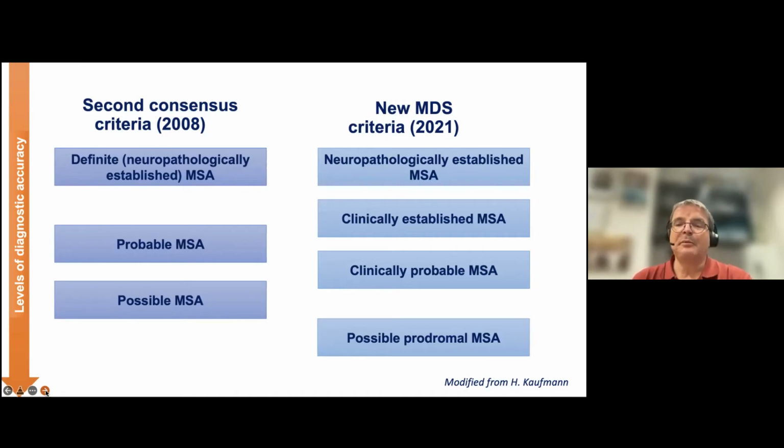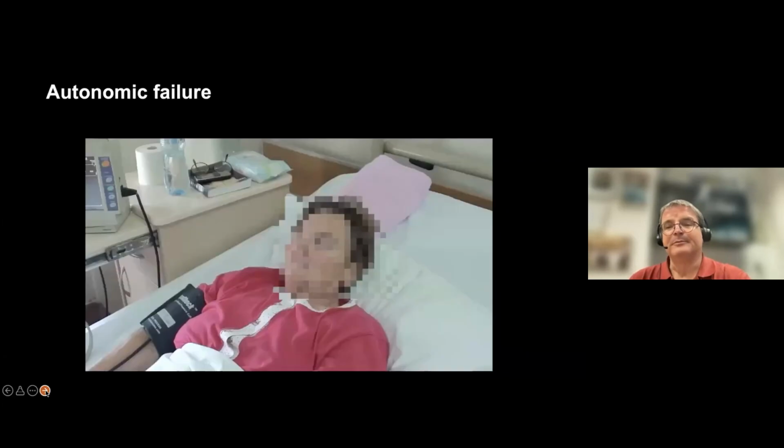Another change compared to the previous criteria is that patients would like to know for sure that they have MSA, and therefore we change the concept to clinically established MSA. These are patients in whom the clinician is pretty much certain that MSA is present. And that's separate from clinically probable MSA, where the certainty is less.